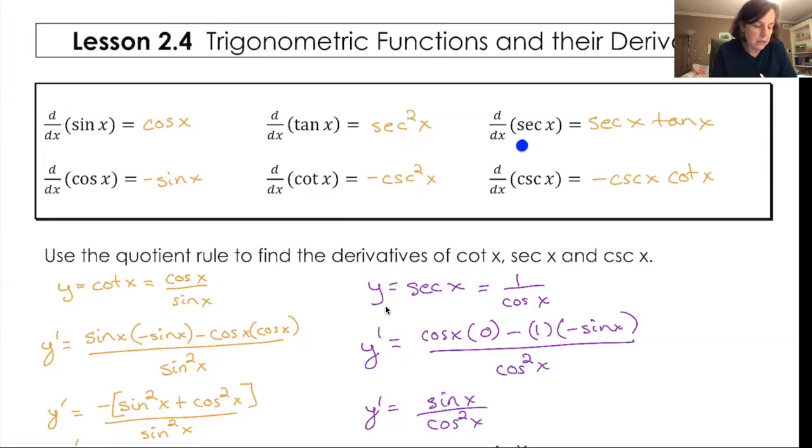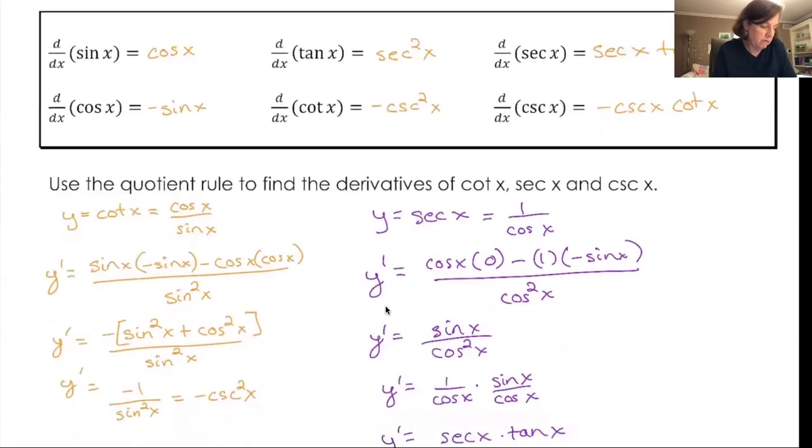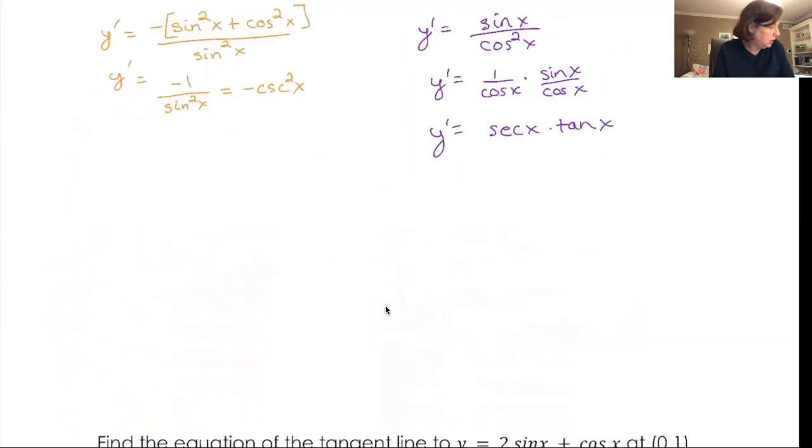Same thing here, secant and cosecant are co-functions. Secant and cosecant are co-functions, tangent and cotangent are co-functions. So it helps in terms of memorizing these because, yeah, you do need to memorize. You need to know these 6 derivatives.